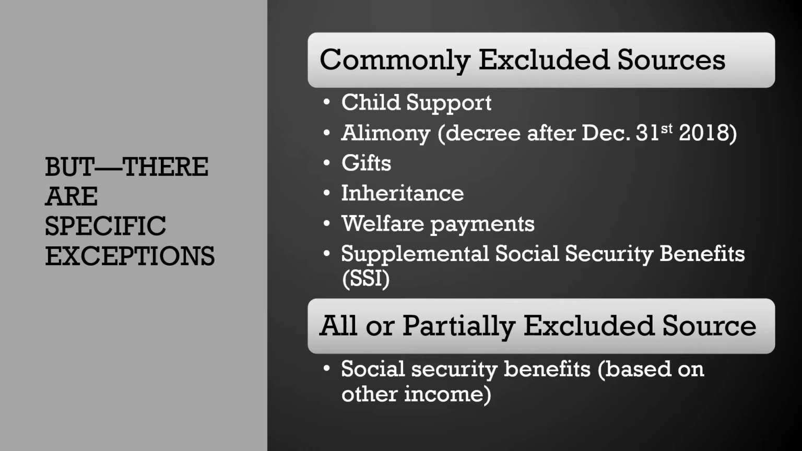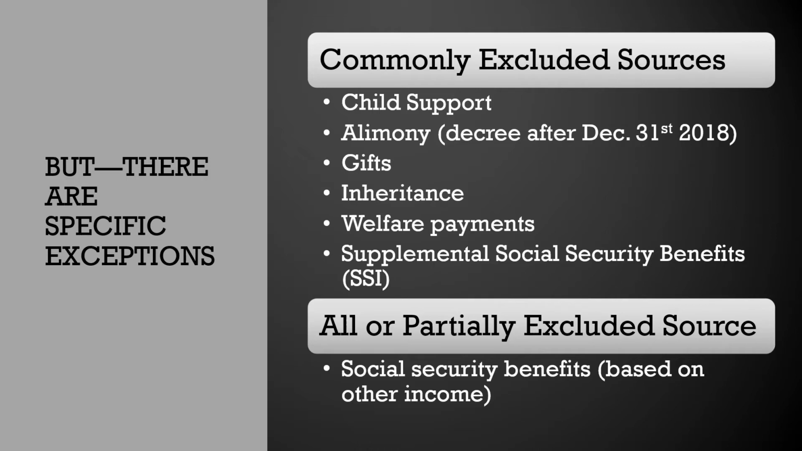Some commonly excluded sources of income include child support, and alimony if the decree of divorce is after December 31st, 2018. Gifts are excluded to the recipient. Inheritance is also excluded income for the recipient. Welfare payments, so any payments that are based on need, are excluded, as well as Supplemental Security Income, or SSI.